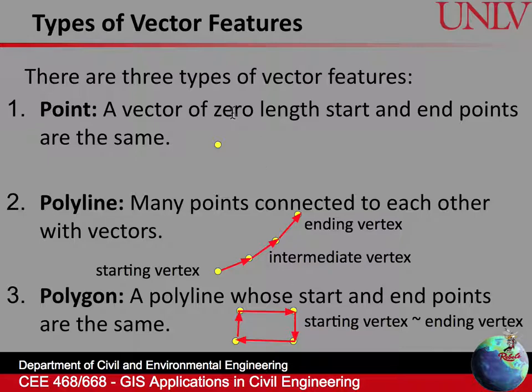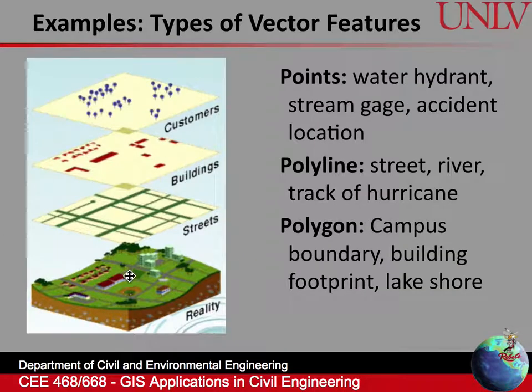And so these 3 vector types can be used to represent real world features. For example, if we have an area of a city where we have buildings and streets and there are people in the city, we can use the 3 types of vector features to represent various aspects of that city. For example, streets can be represented with a layer of polylines. Likewise, buildings can be represented with a layer of polygons. And the people or customers, in this case, can be represented by a layer of points.